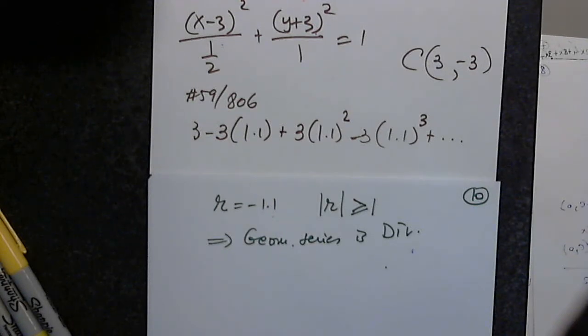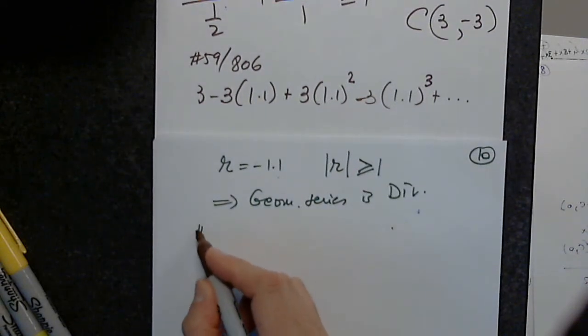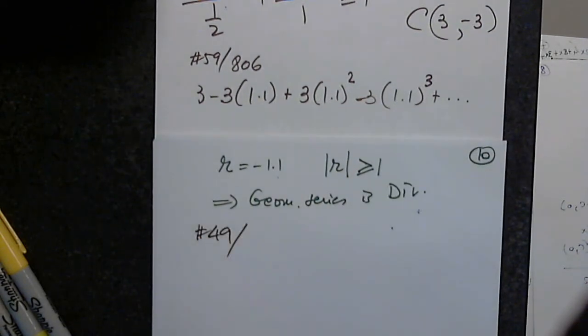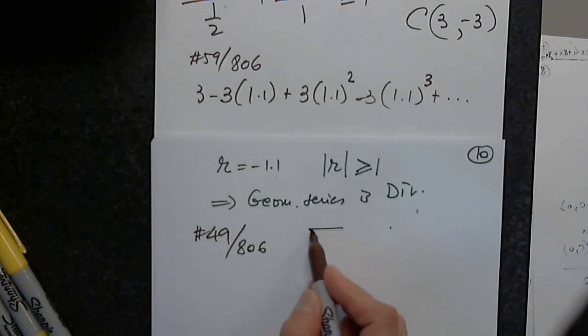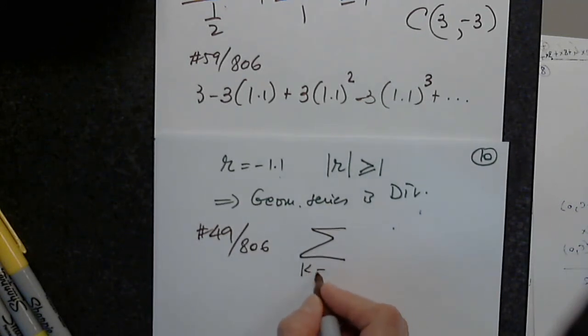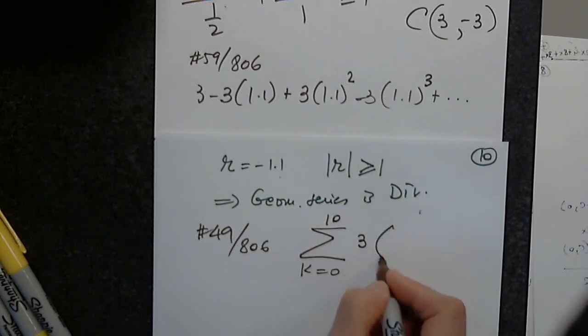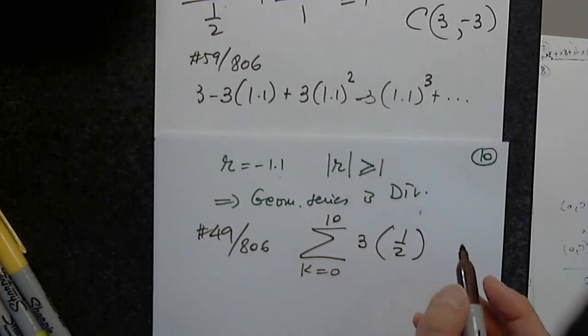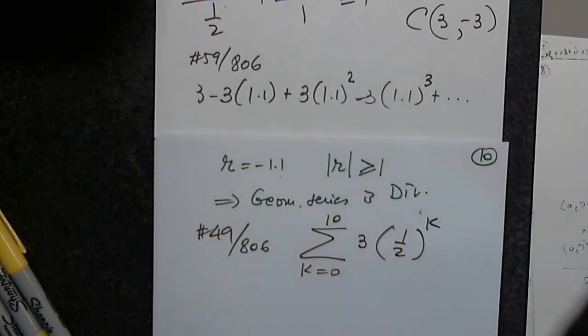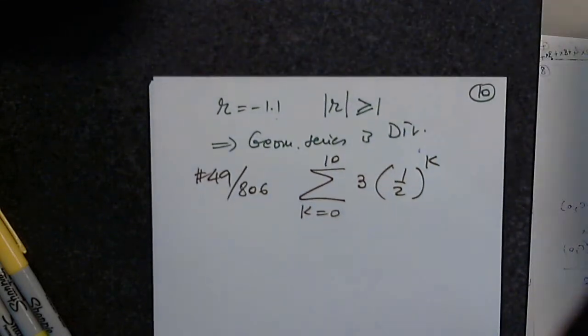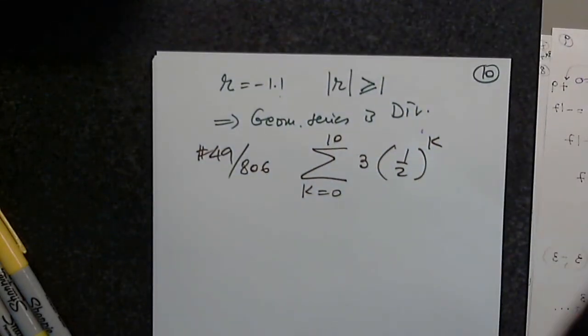Let's say problem 49, on the same page, 806. We're asked to find the sum from k equals 0 to 10 of 3 times 1/2 raised to the kth power. If you have the sigma notation, summation notation on the calculator, use it. If you don't, you can always use the sum of the sequence.